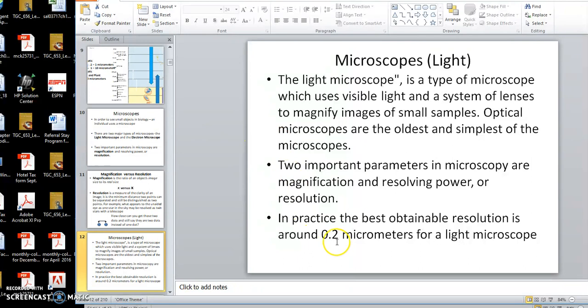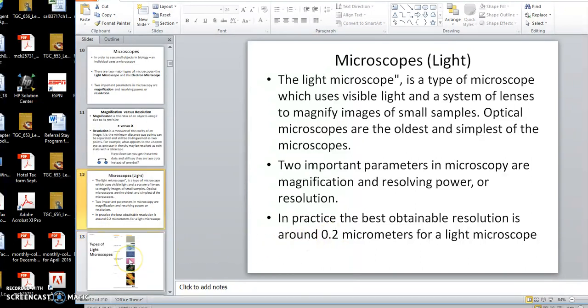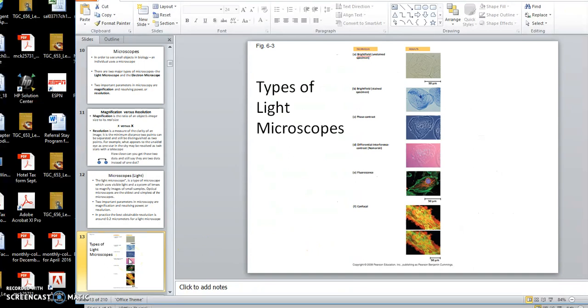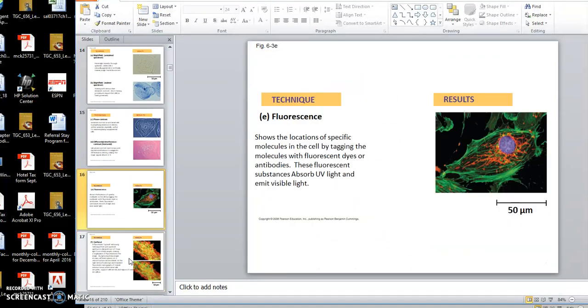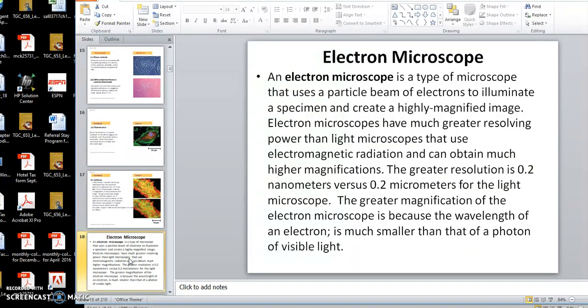There are different kinds of light microscopes. You can resolve at about 0.2 micrometers, and these are the different types of light microscopes. You'll talk a lot about that in microbiology. Here are some images you can just kind of glance at. The electron microscope can do 0.2 nanometers versus micrometers. That's about 10 to the third smaller. So my point is that the electron microscope can resolve much better, but the organism must be dead.